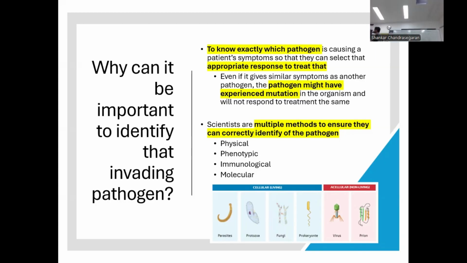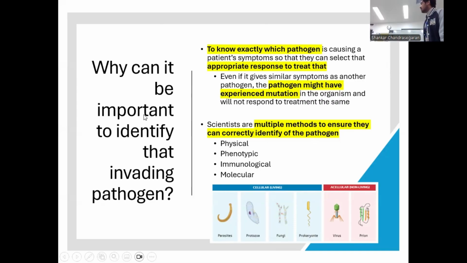So that's why it's important to identify the pathogen and learn everything we can about it in terms of its physical, phenotypic, immunological, and molecular characteristics. So by finding these four, we can much more easily identify the pathogen and its different features.